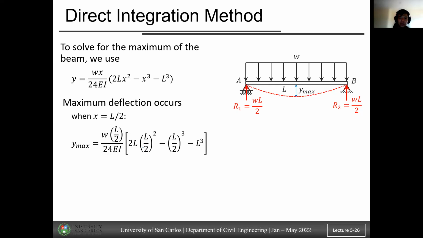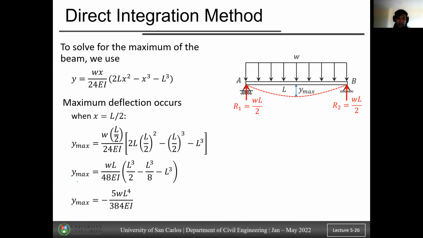So for the maximum deflection, maximum deflection occurs at L over 2 because, again, this one is symmetrical. But for cases wherein it's not symmetrical, you're going to solve it manually, like at every span you're going to let X be equal to a certain value of span in your beam. For example, if your diagram is not symmetrical, then X is equal to 1, X is equal to 2, and you solve your deflection for each.